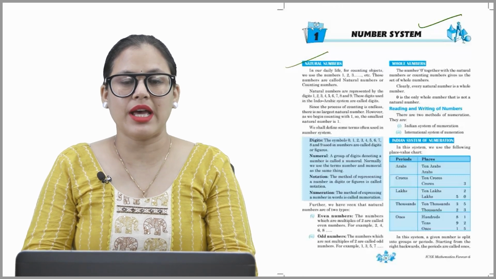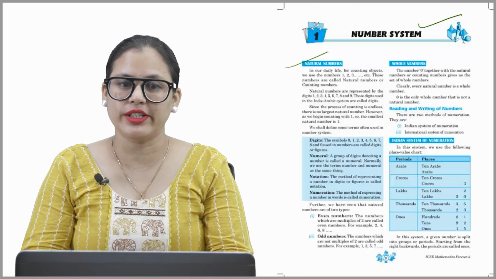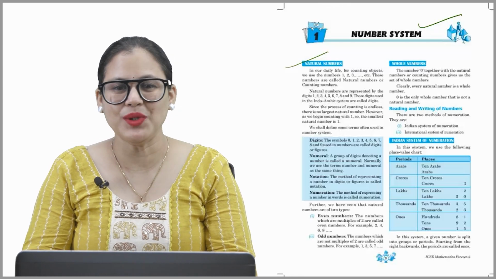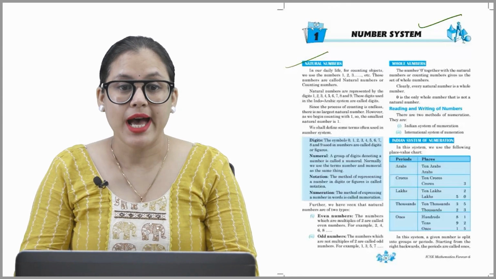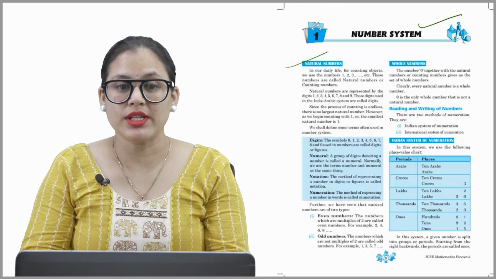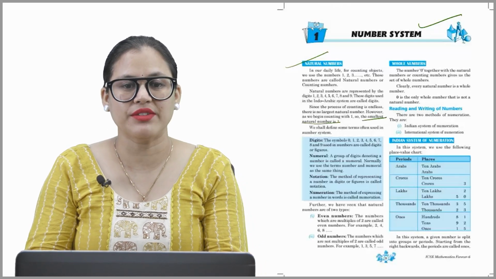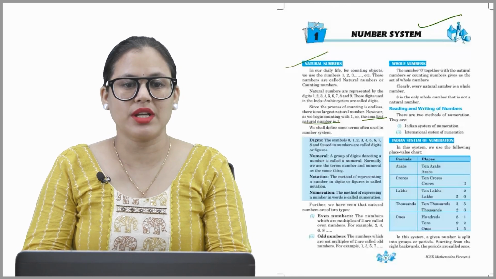These digits used in the Indo-Arabic system are called digits. Since the process of counting is endless, there is no largest natural number. However, as we begin counting with 1, the smallest natural number is 1. So we shall define some terms often used in the number system.